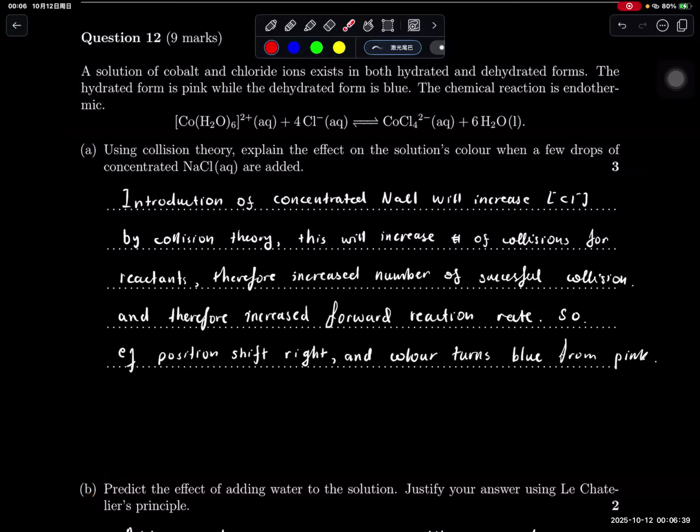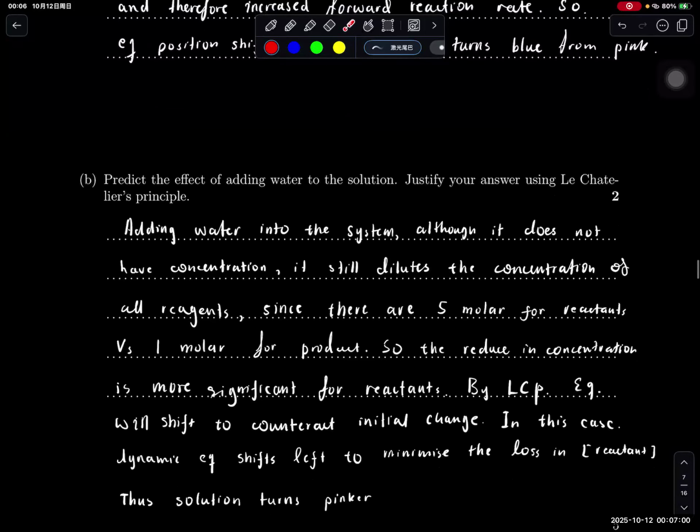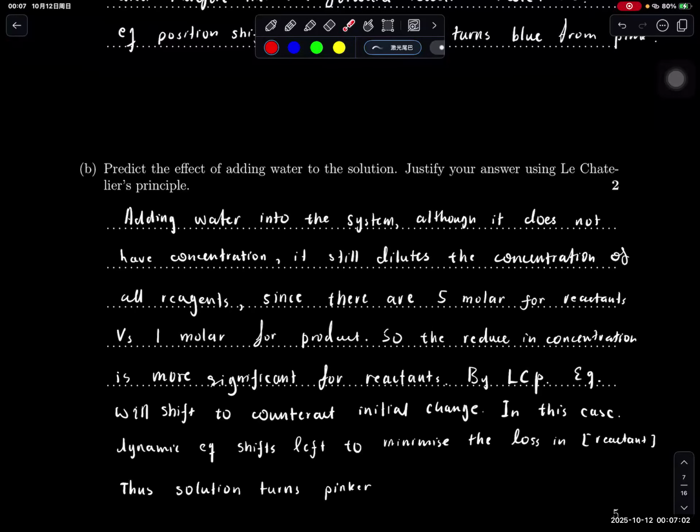So in terms of collision theory, increasing concentration increases the number of collisions and therefore successful collisions. You have to mention all that, and therefore the reaction rate increases because of that. So the forward reaction will be favored because the forward rate is now higher. Right, nice. And question B: predict the effect of adding water to the solution, justified with Le Chatelier's principle.